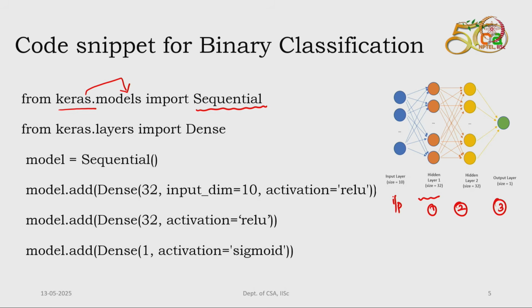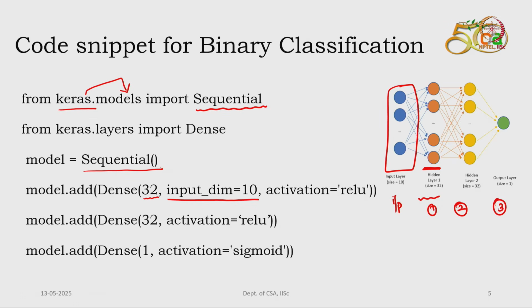Next, we are building a sequential model, and you see here, because there are 10 neurons at the input layer, here for input_dim we are specifying 10. This is the first hidden layer that we are writing, and the number of neurons that we are going to place in the hidden layer is 32.